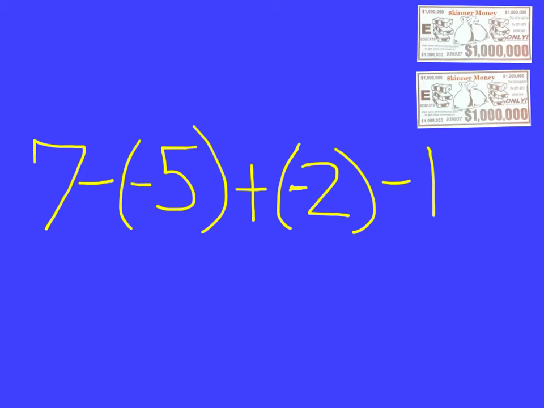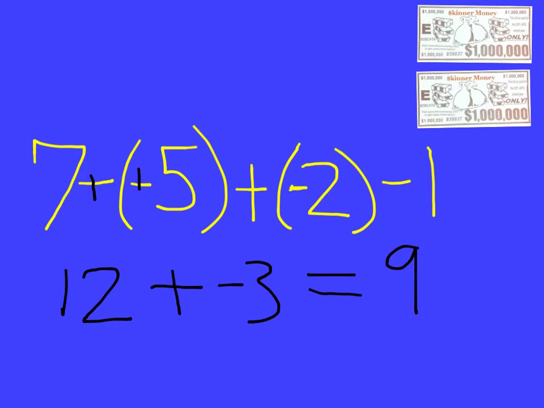Alright, practice problem number 1. Okay, so for practice problem number 1, we have 7 minus negative 5. We can change that to plus positive. So we get 7 plus 5 is 12. And over here we have negative 2 minus 1, so that would be negative 3. 12 plus negative 3 is 9. So if you had 9, come on up.